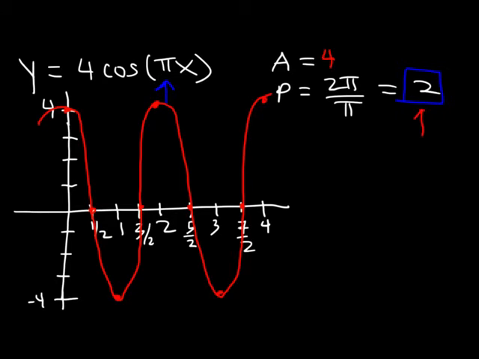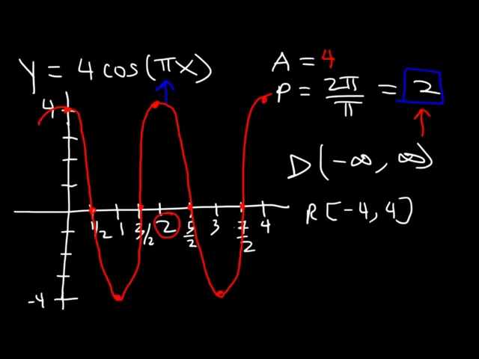So when you find your period, make sure you put that first on the x-axis, and then break it into 4 intervals. Now, what is the domain and range of this function? As you recall, the domain for any sine or cosine wave is all real numbers. The range is from -4 to 4. It's from the lowest y value to the highest y value.